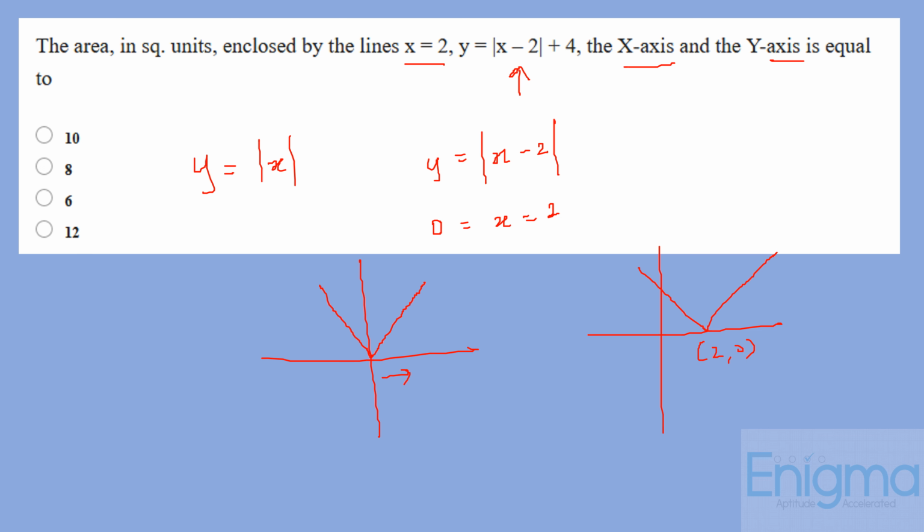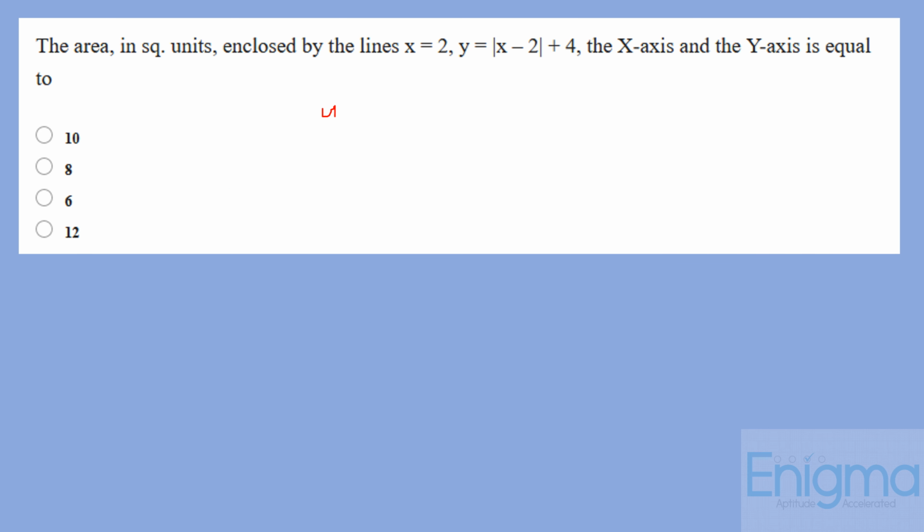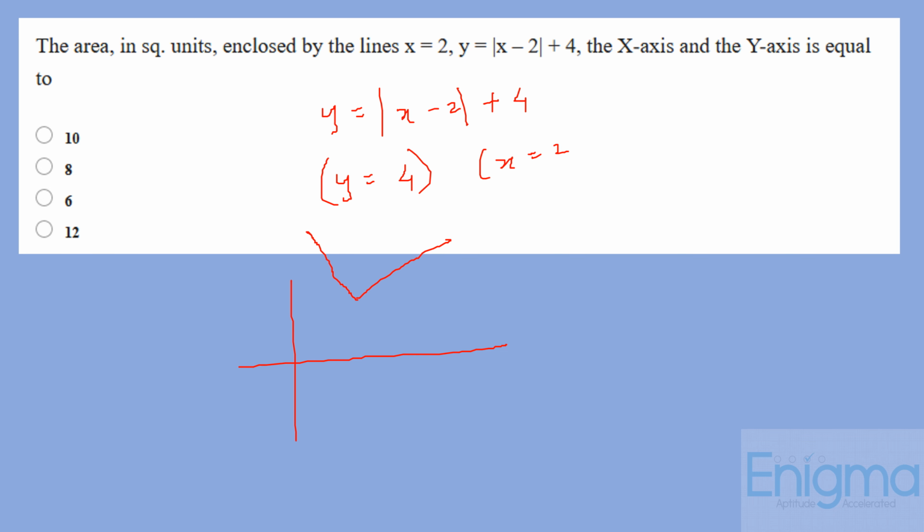Now, it is not only y is equal to mod of x minus 2, but we also have plus 4 to it. Hence, the graph shifts vertically upwards. Hence, now if you substitute x is equal to 2 to get this mod as 0, you get y is equal to 4 and x equal to 2, right? That means this graph shifts over here. This point is 2 comma 4.